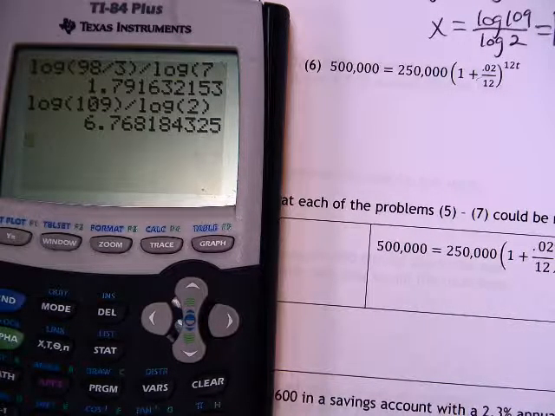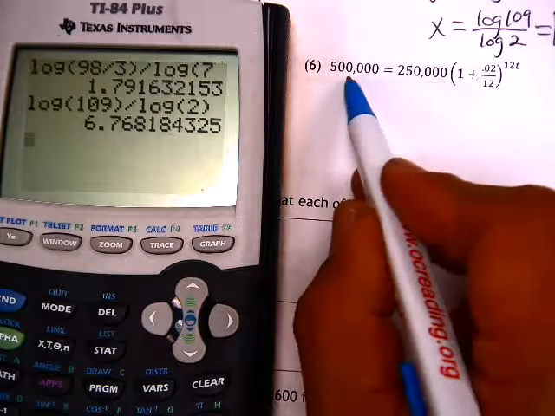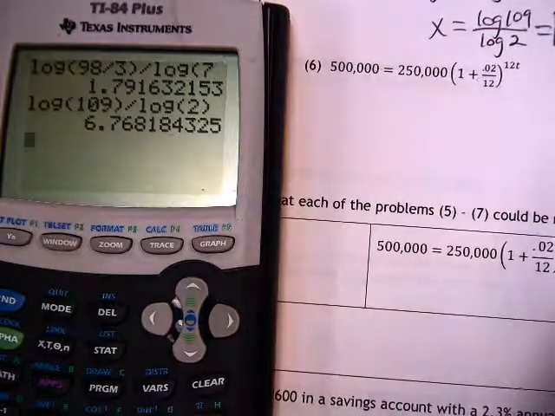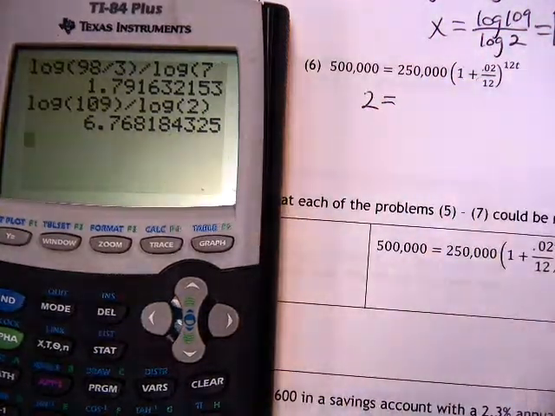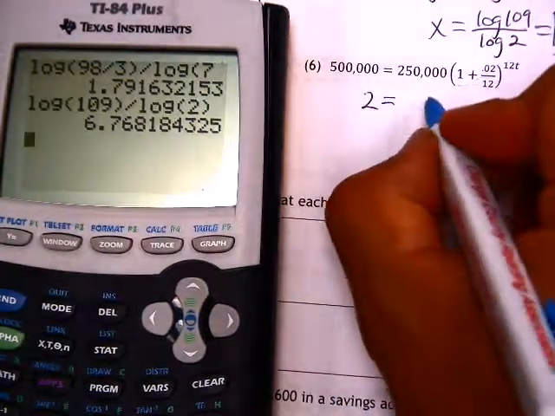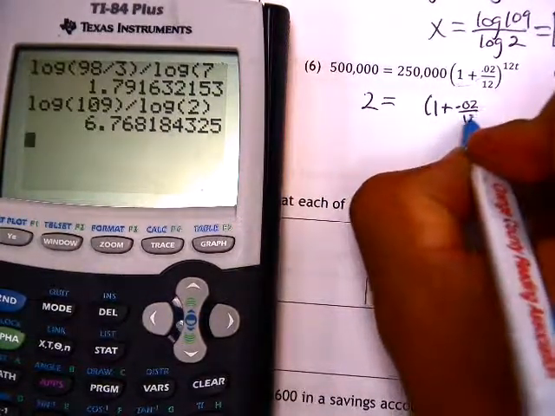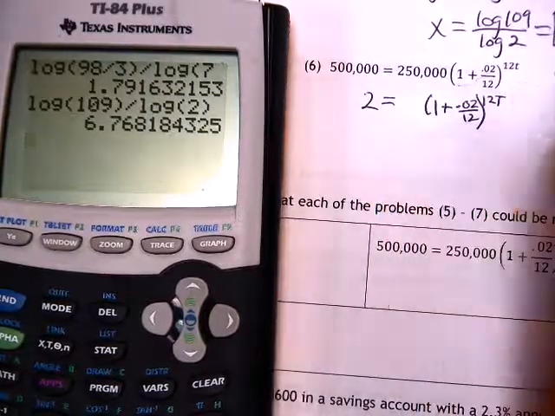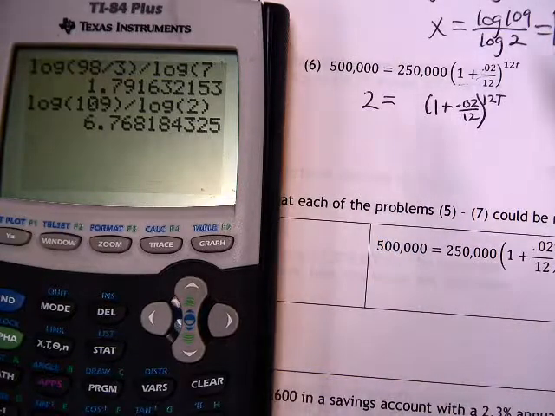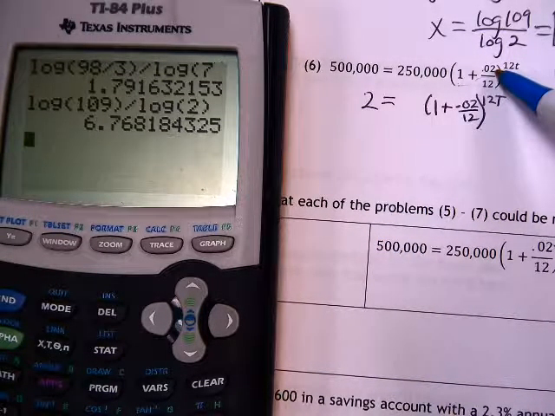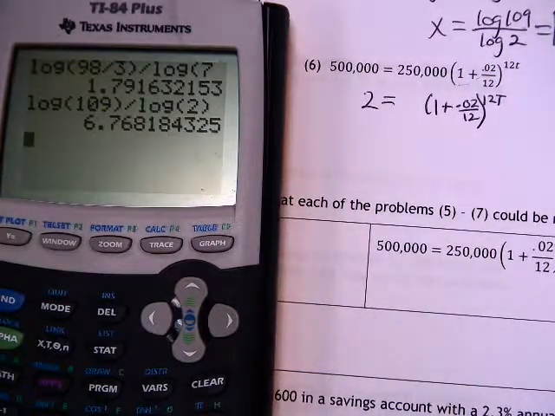You just have to be careful with your parentheses. First step is divide both sides by 250,000. 500,000 divided by 250,000 is 2. Ooh, that was a big old number. So I have this thing right here. 1 plus 0.02 over 12 to the 12t. Obviously, this was something like somebody had $250,000 in their account. They're getting 2% interest compounded monthly. At what point will they double their money?